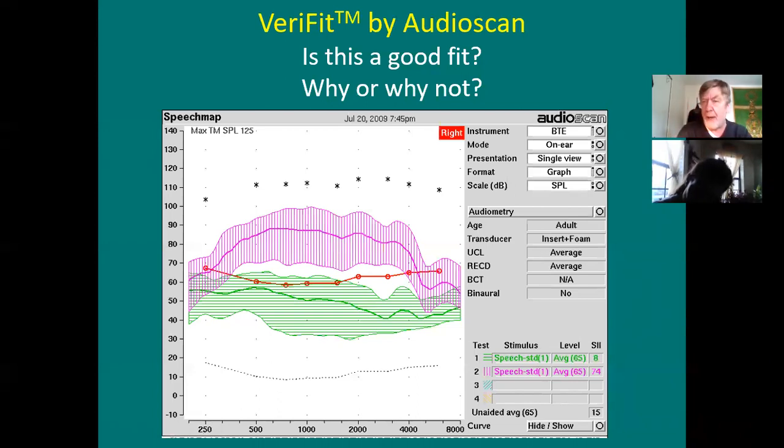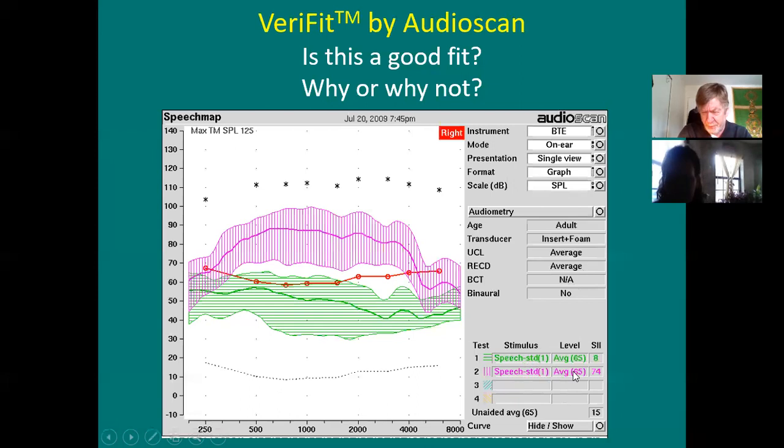It's a speech map. On the top, instrument, BTE, doing real ear, single view, showing the graph, looking at the scale. It's plotted in dB SPL. Age, adult. Transducer, what hearing aids were used. What headphones, inserts. They're choosing average UCLs, average real ear to coupler difference. Binaural threshold, just leaving it alone. And here you're looking at it.